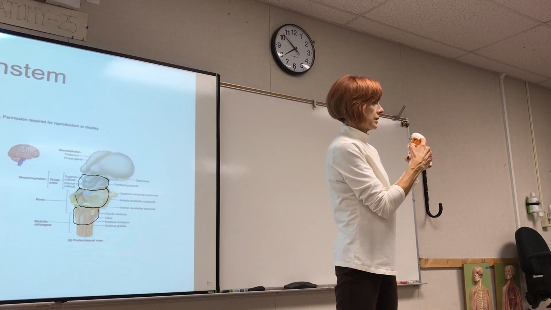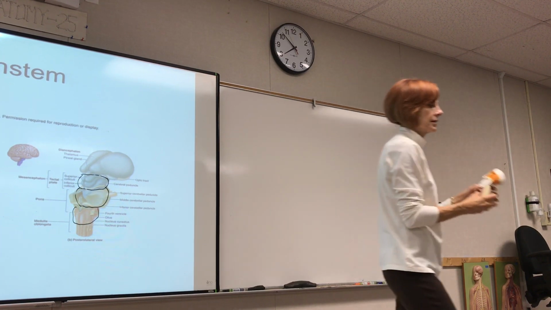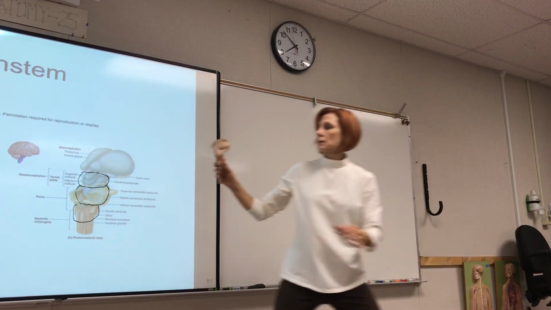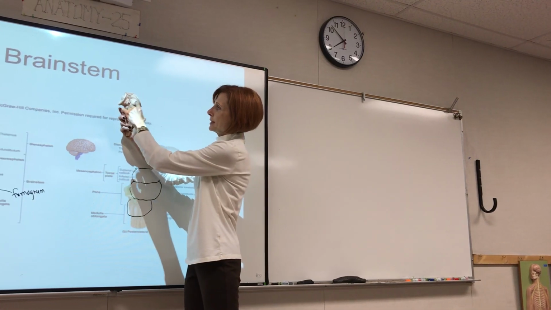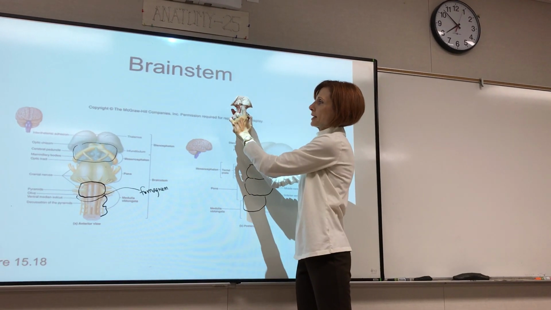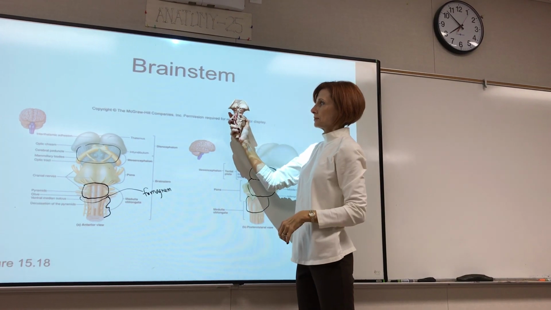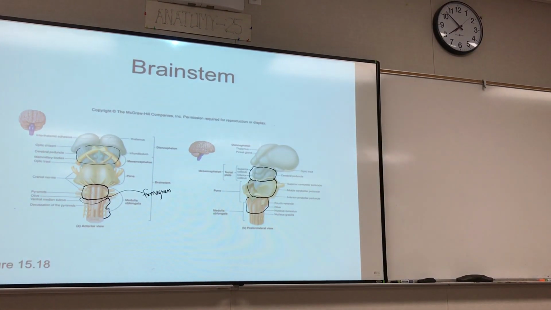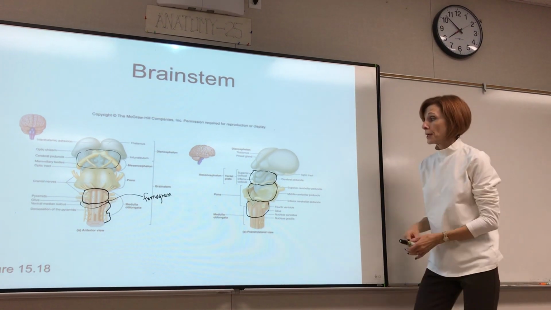Down here would be the thalamus, okay, this area here. Same with this model, okay, the thalamus is actually down here. This would be the third ventricle, that's the pineal gland. Okay, so let's talk about the midbrain first.